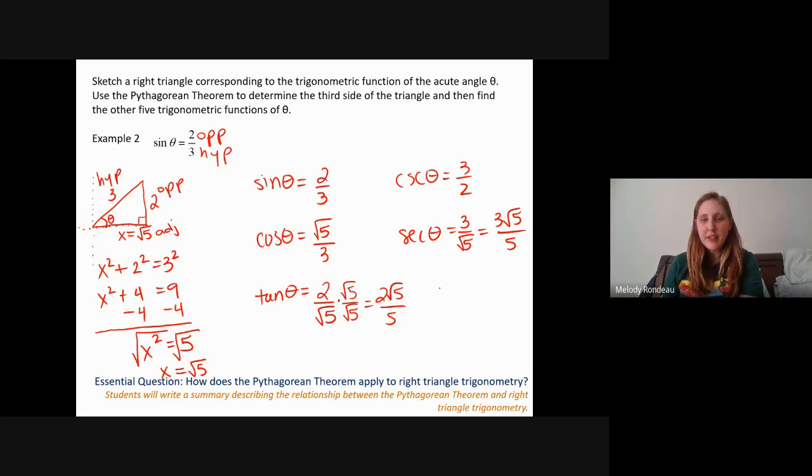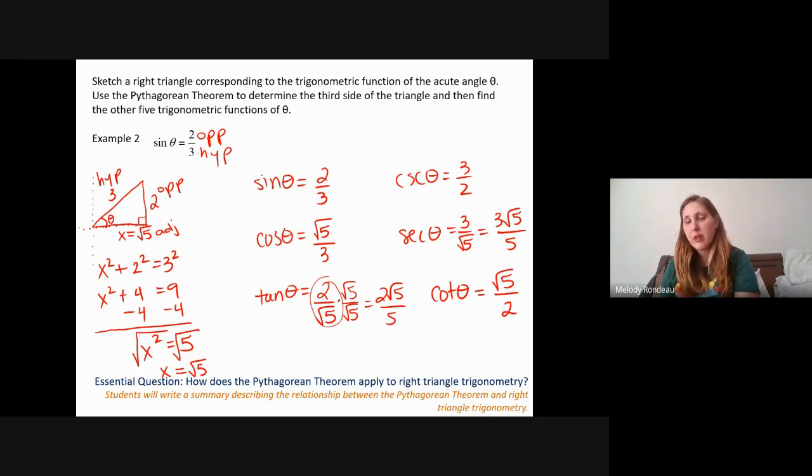And then the last one, cotangent. So here, when you go to do your reciprocal, you could flip the literal answer for tangent, but that's going to be really messy. So I'm going to go back to that original tangent, and I'm going to flip that one. So I'm going to do root 5 over 2. That would also be the equivalent of going back to your triangle and saying adjacent over opposite. All right, any questions before I go on?